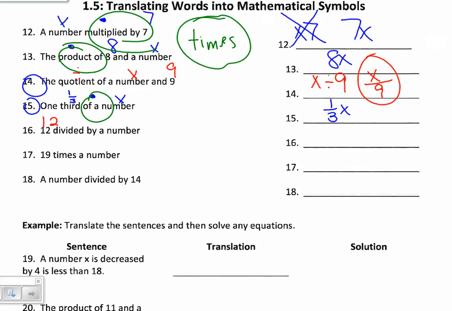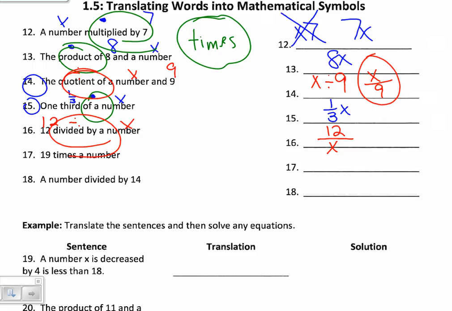So number 16. 12 divided by a number x. So we're going to write for 16, 12 over x. Remember that fraction bar means division. That's how we're going to write it. So some things that mean quotient, or mean division: quotient, divided by. There's not quite as many that mean quotient as the other ones, but here are some of your more common words that you're going to see for division and multiplication.